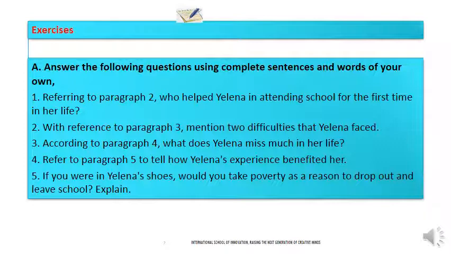Refer to paragraph 5 to tell how Yelena's experience benefited her. If we go back to paragraph 5, the one that we were reading right now, it says that Yelena became a wiser person. It means that all of these difficulties that she faced made her a wise person. She knows what poverty means. She knows what poor people suffer from. So all of these made her a wise person, a strong person, a determined person. She won't give up, okay? She will keep on working hard in order to achieve her goals. If you were in Yelena's shoes, it means in Yelena's place, would you take poverty as a reason to drop out and leave school? Explain. So this answer is based on your own opinion, the way you think, okay?